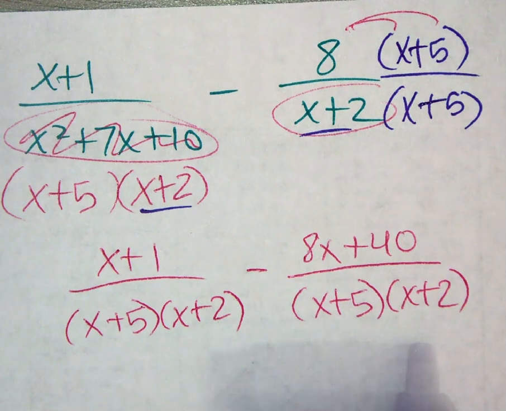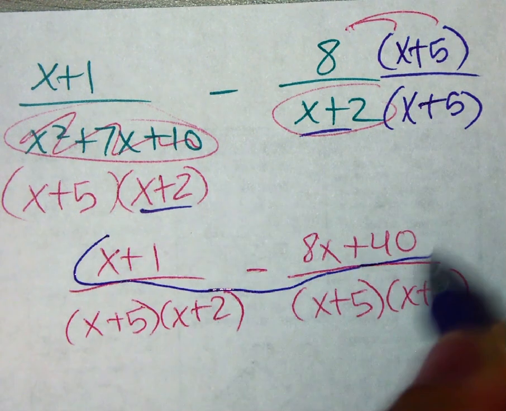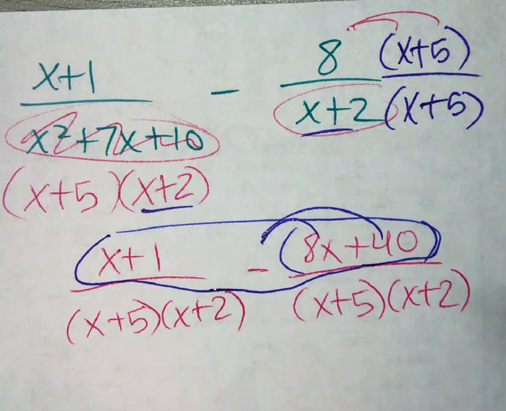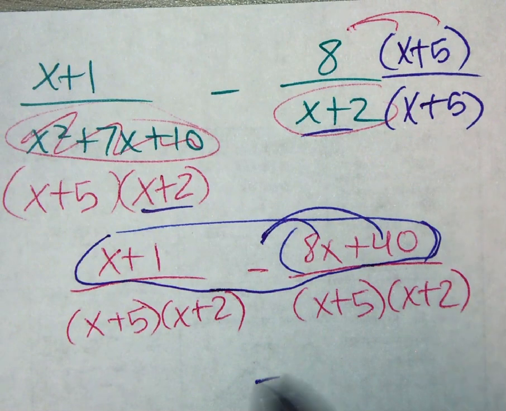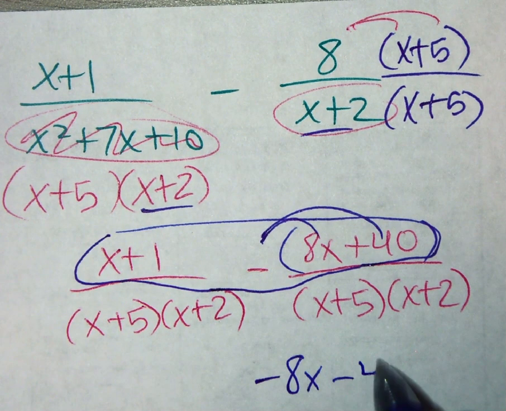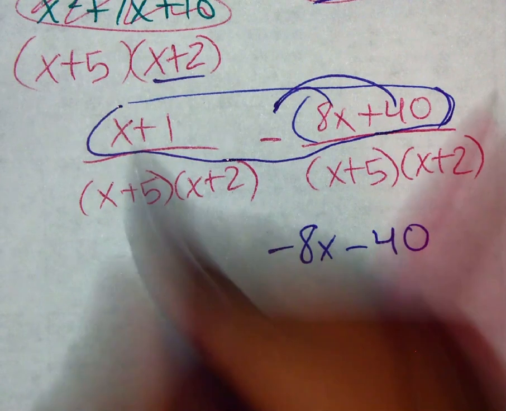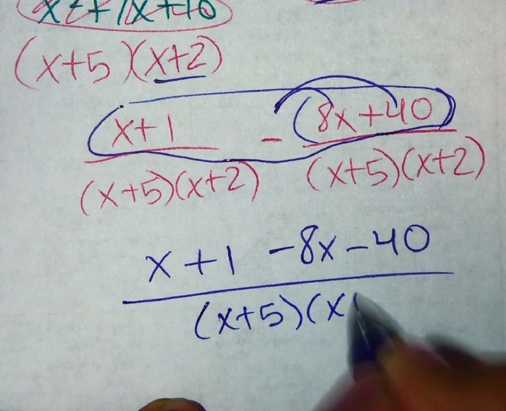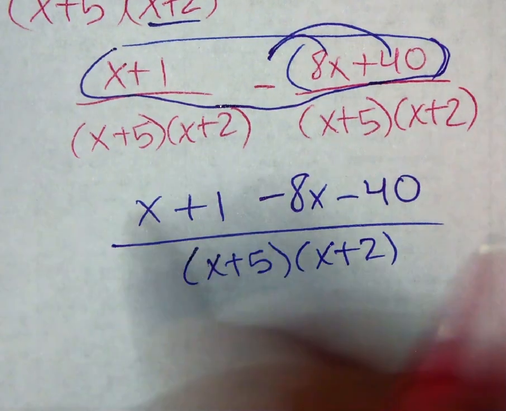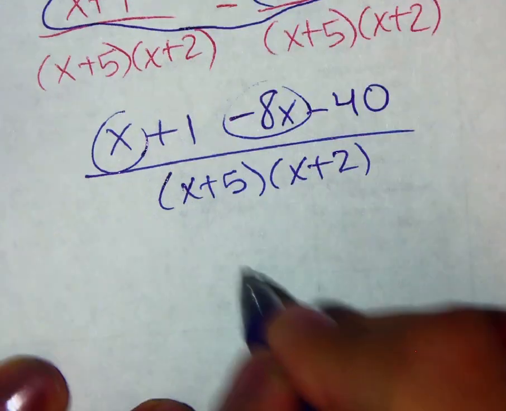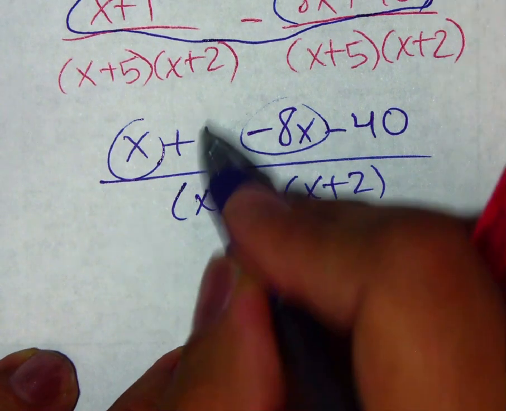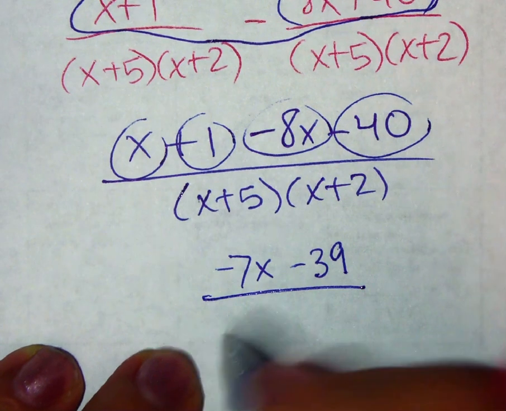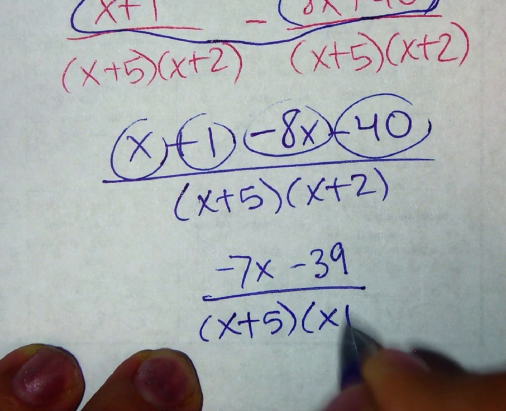And then after the denominators are the same, we're going to combine numerators. Keeping in mind that this is going to be in parentheses and the negative distributes. So negative times 8 is negative 8x. Negative times 40 is negative 40. And then let's bring down the other. So x plus 1 over x plus 5 times x plus 2. Then you combine like terms, so you have x minus 8x, so that's negative 7x. And then you have 1 minus 40, that's negative 39, over x plus 5 times x plus 2.